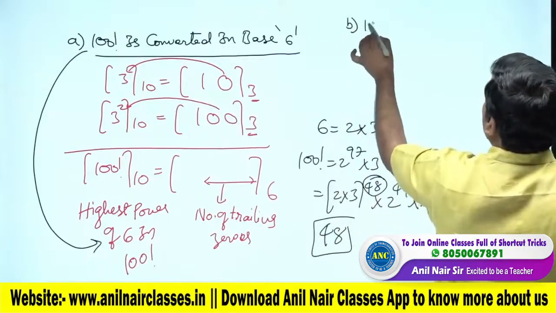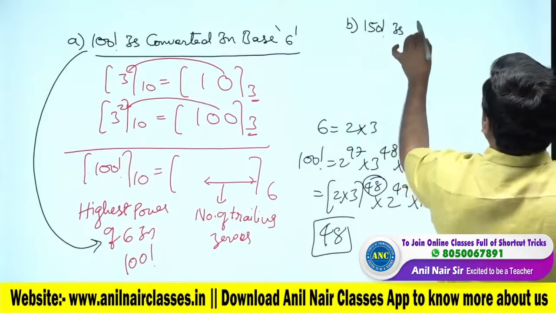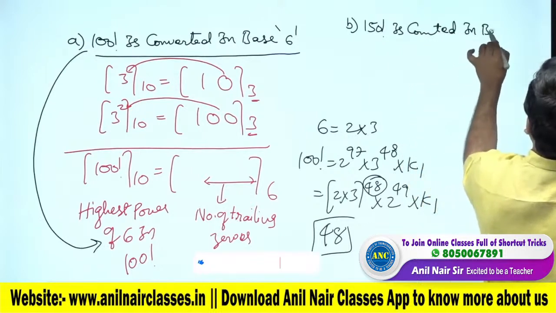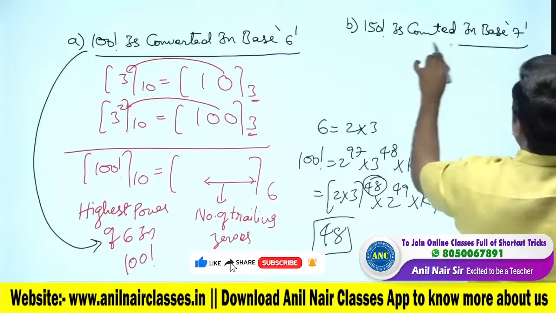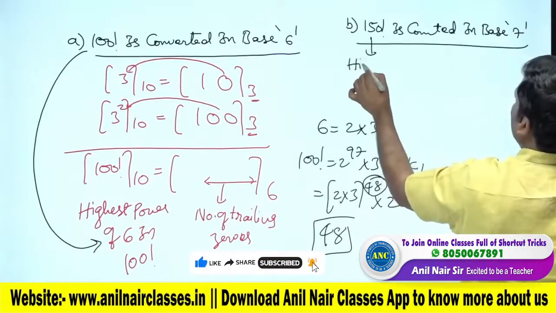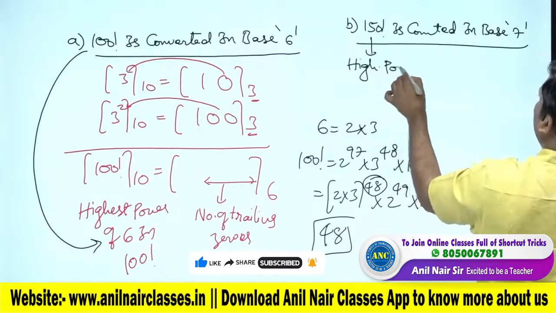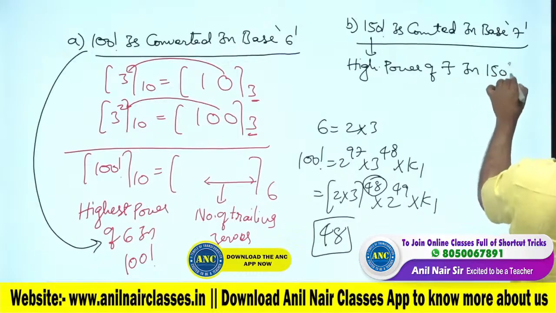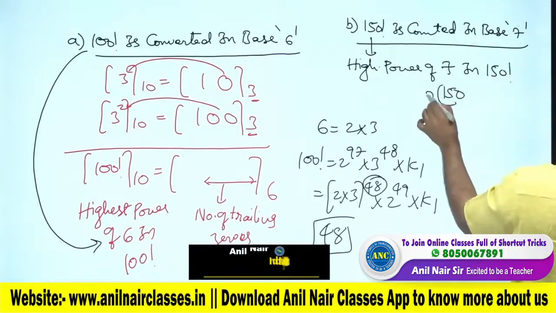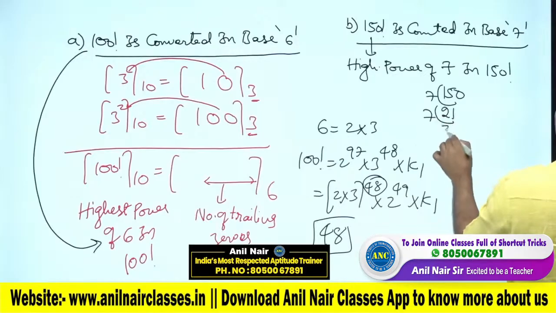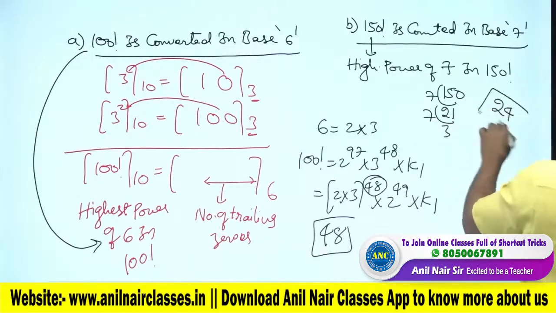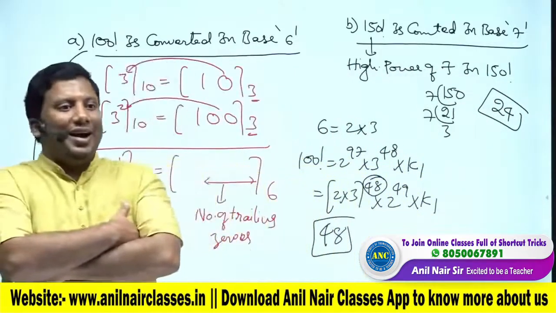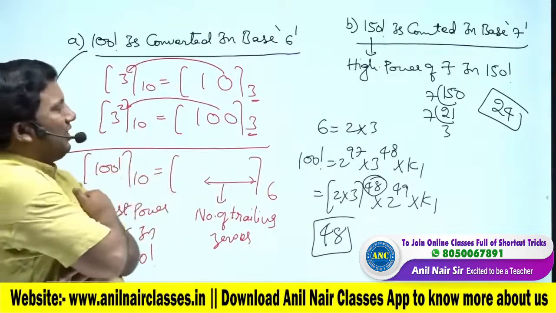Suppose the question is 150 factorial converted in base system 7. It is nothing but the highest power of 7 in 100 factorial. Answer for this question will be 24. I hope the idea is clear. Very interesting question, sir.